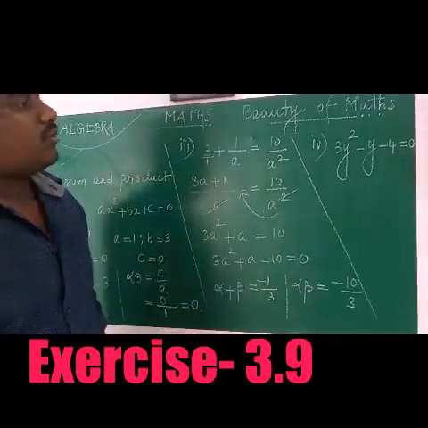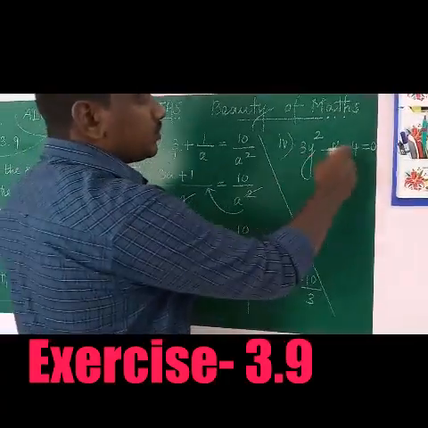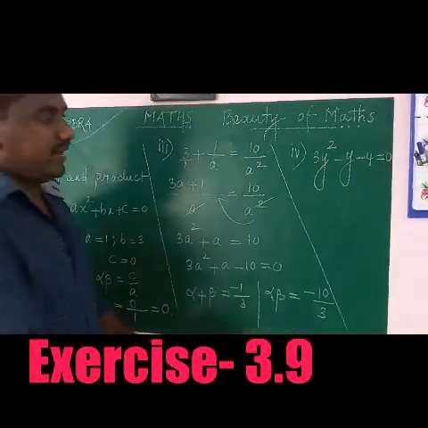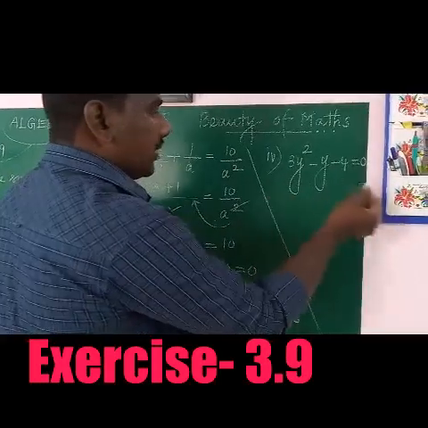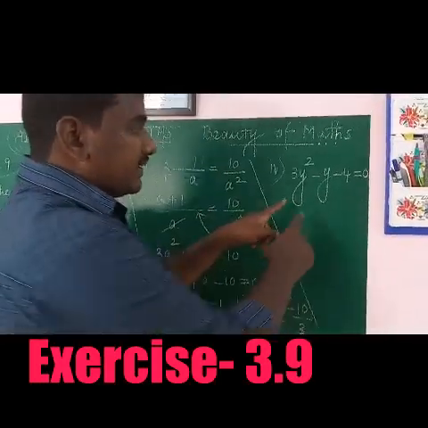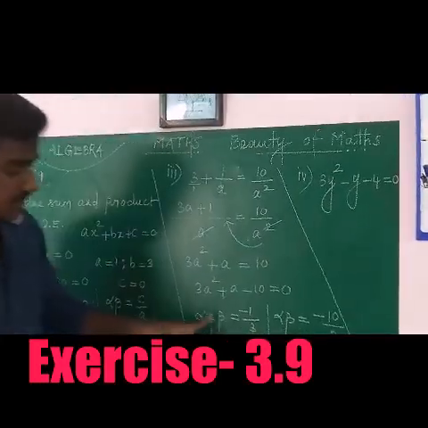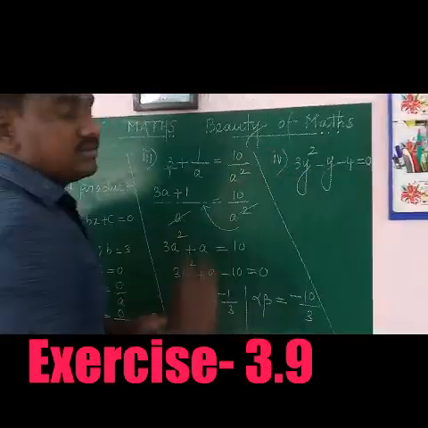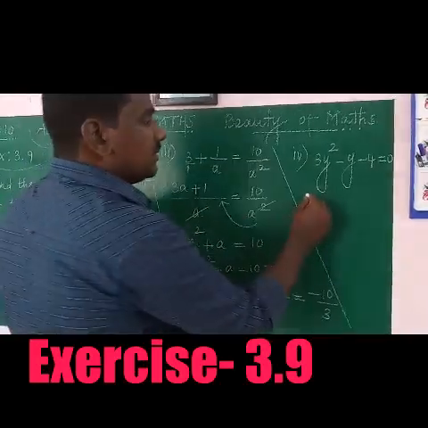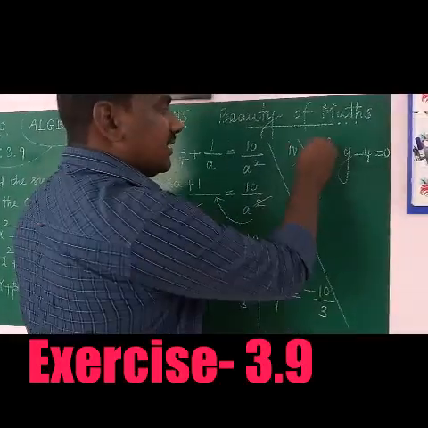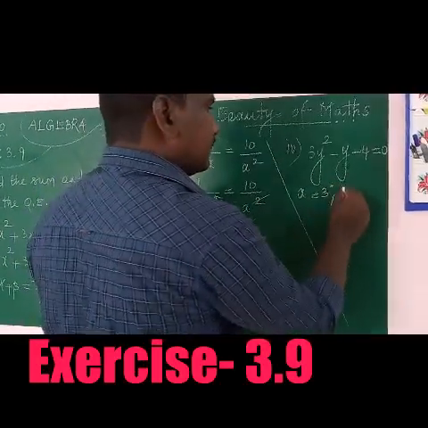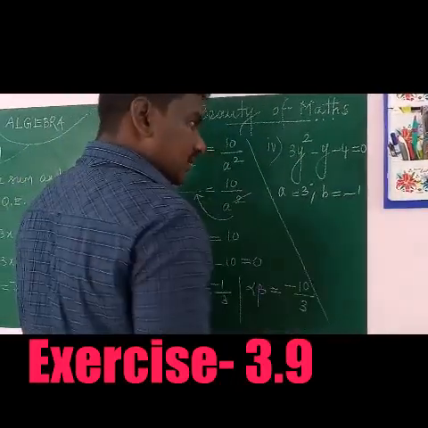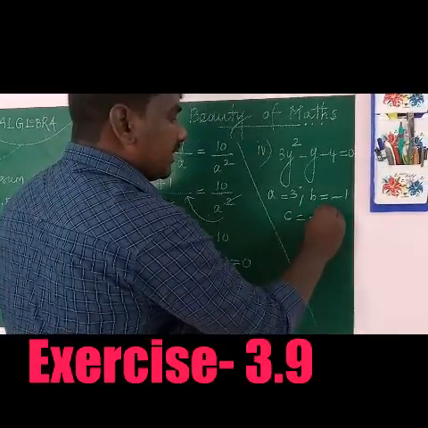Move on to the fourth one. 3y square minus y minus 4 equal to 0. It is in the standard form. It is very easy to find the sum of the roots and the product of the roots. One more thing, here the variable is y. In the previous problem, the variable is a. Here x is the variable, here y is the variable. That is the difference. So a is equal to the coefficient of y square, that is 3. And b is equal to the coefficient of y, that is minus 1. And c is equal to minus 4.